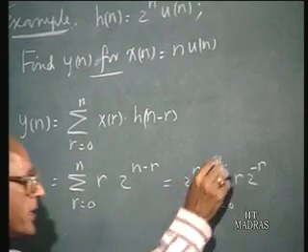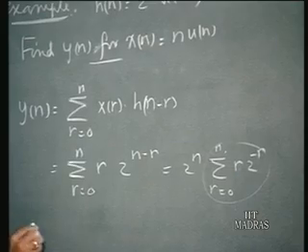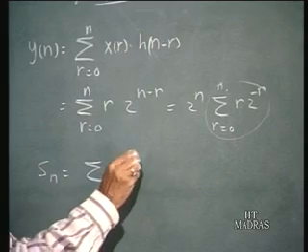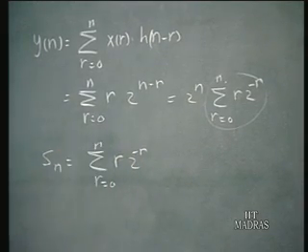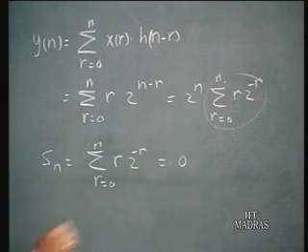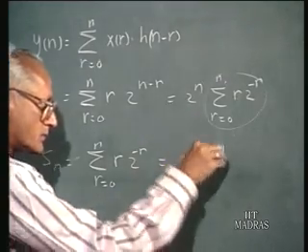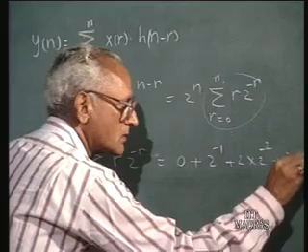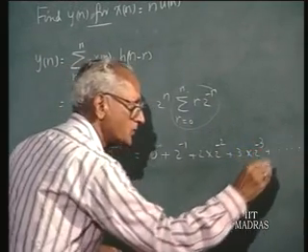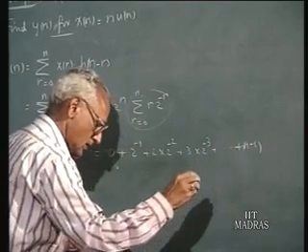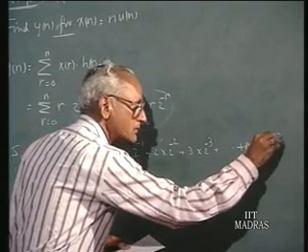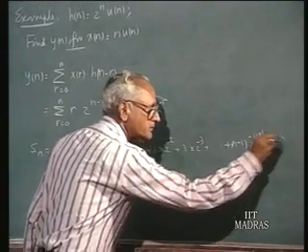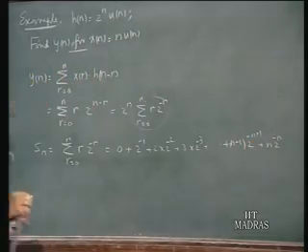Now how do we evaluate this summation? Suppose you call it Sn, the summation of r times 2 to the power of minus r, r from 0 to n. This can be written as 0 when r equals 0, plus 2 to the power of minus 1, plus 2 times 2 to the power of minus 2, plus 3 times 2 to the power of minus 3, and so on and so forth, n minus 1 times 2 to the power of minus n plus 1, and finally n times 2 to the power of minus n. That is how it goes.